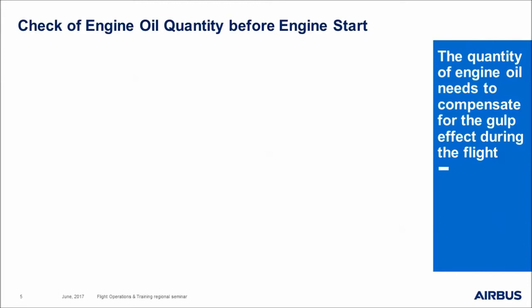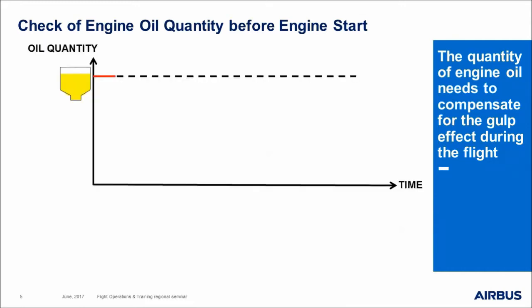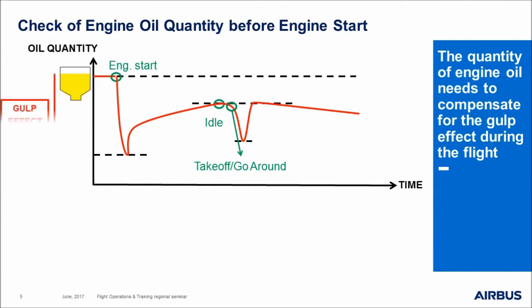The quantity of engine oil needs to compensate for the gulp effect during the flight. What is the gulp effect? It can be explained through a chart showing the variation of oil quantity over time. Actually, as soon as engines are running, oil is drawn down from the tank and the oil level is reduced in the tank. This is what we call the gulp effect.